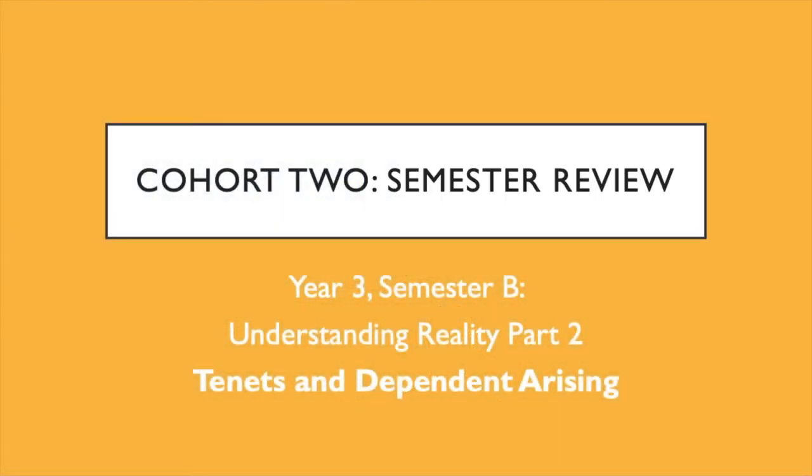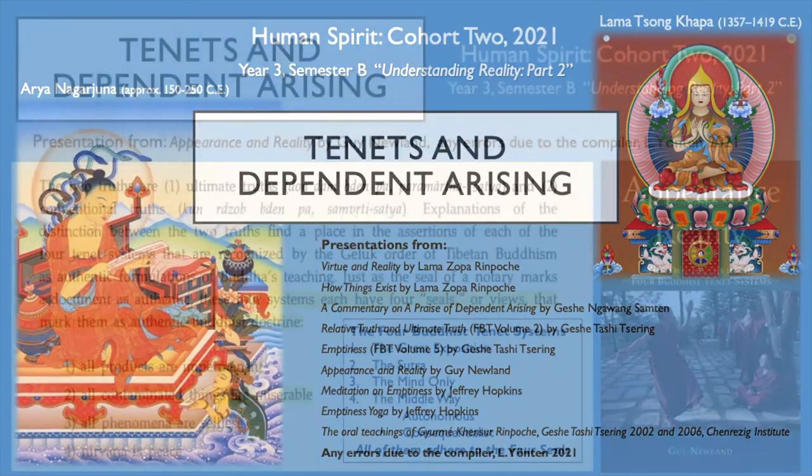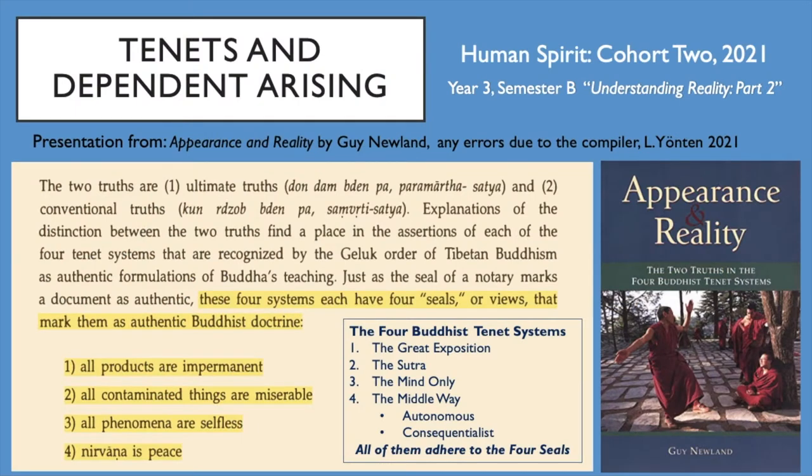We're in year 3, semester B, Understanding Reality Part 2, Tenets and Dependent Arising. We started the semester with a brief introduction to the premise of what tenets are and a little touching of the idea of dependent arising, and we used these sources. We revisited the concept of the two truths, ultimate truth and conventional truth.